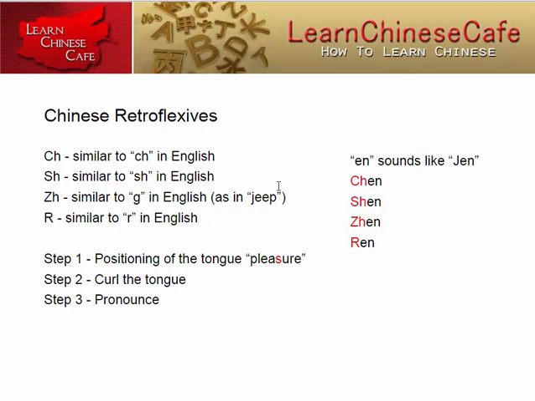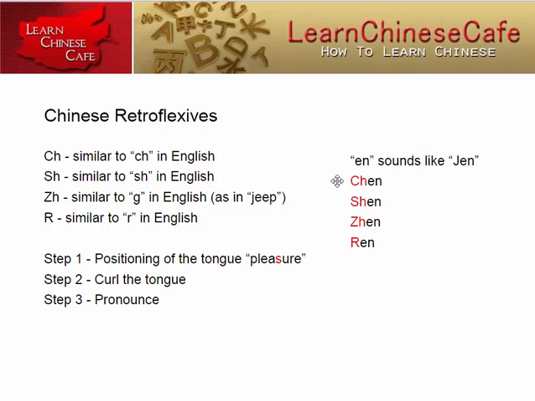All right, so let's try this. So I'm going to curl my tongue and then let the air through, and this is what we have for this here. Ch, chen, chen. Okay, now if I pronounce it without my tongue curled, chen, it's different. Chen, chen. Can you hear the difference?